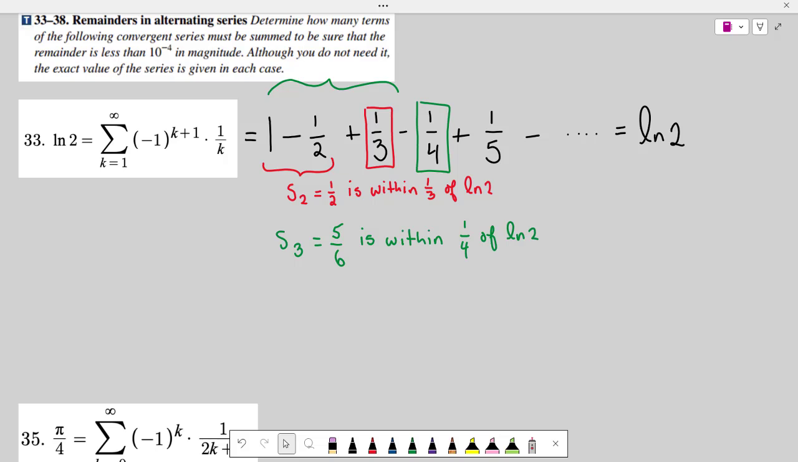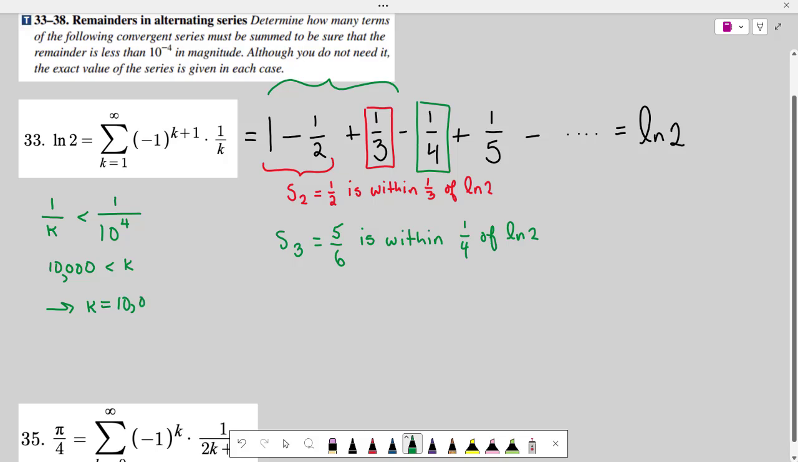Okay? So we want to find the first term that's under 10 to the negative 4. So we look at our term, 1 over k. We want it to be less than 10 to the negative 4, which is the same as 1 over 10 to the 4. So if we can find the first k that's less than 10 to the negative 4, just add up everything in front of it. Let's see. So we cross multiply, and we get that k is greater than 10,000. So the first term that's greater than 10,000 is when k is 10,001.